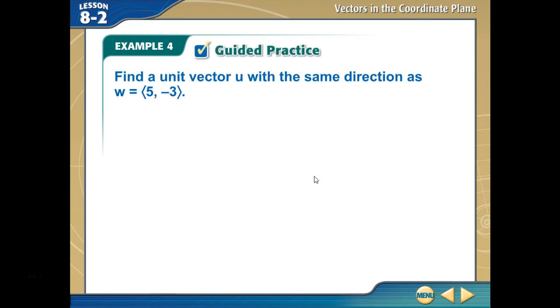So you need to find a unit vector in the same direction as 5, -3. You're going to need to figure out the magnitude of that vector, and then you're going to do 1 over the magnitude, scale your vector by that value, and you'll get a unit vector.